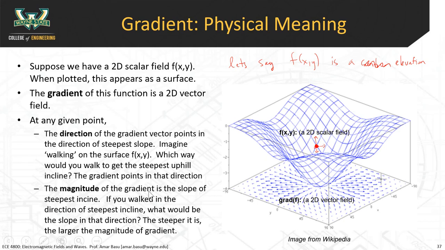All right, and the magnitude of the gradient is the slope of the steepest incline, meaning if I did walk in the direction of steepest slope, what is that slope actually going to be? Slope, as you know, is dz dx. So it would be how much elevation gain for every step that I walk in this direction. It's the slope of the function in a specific direction.